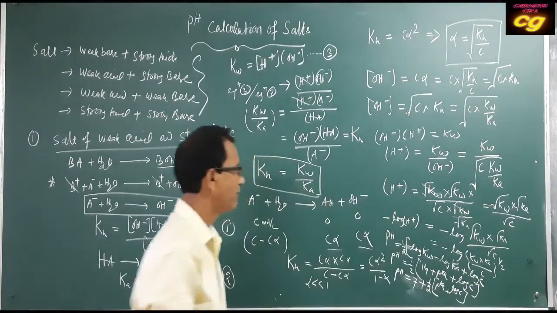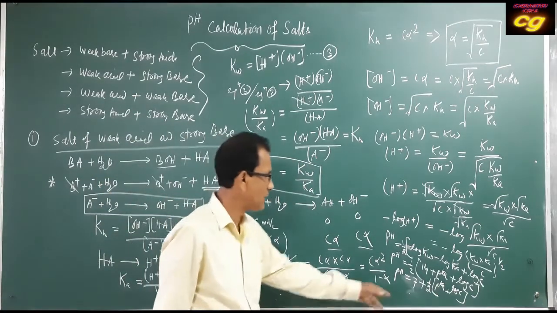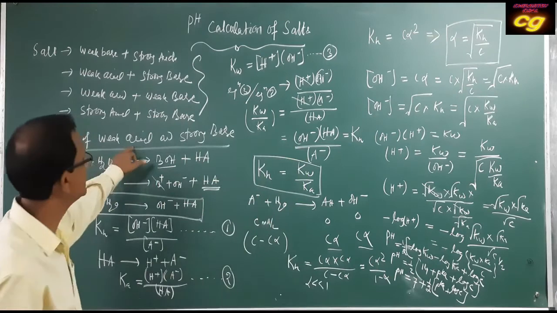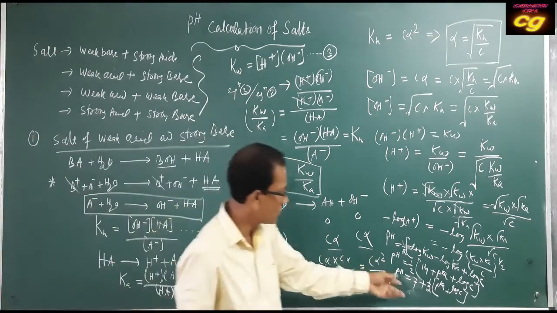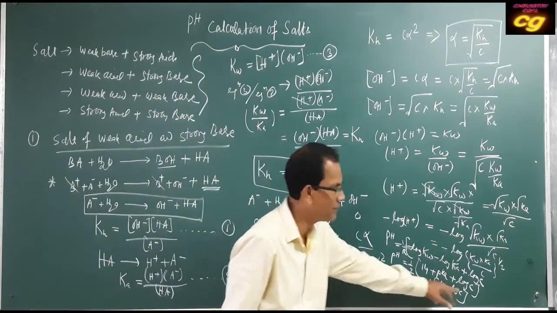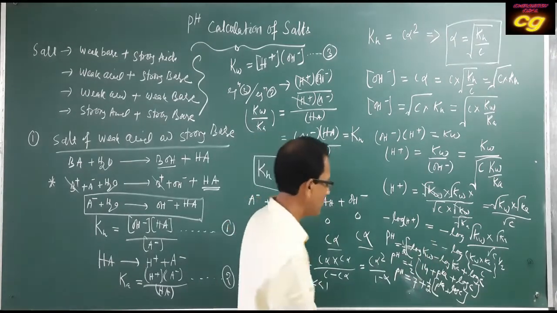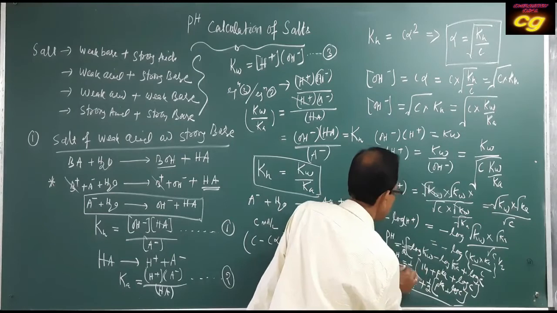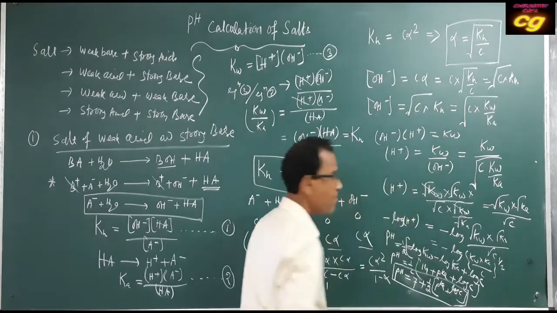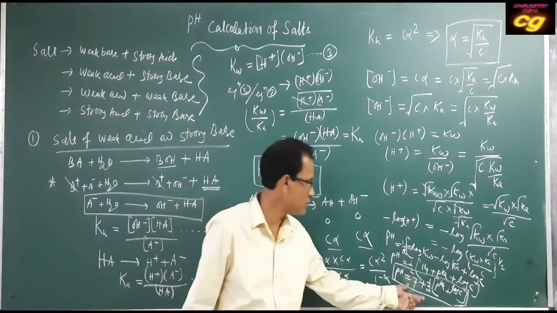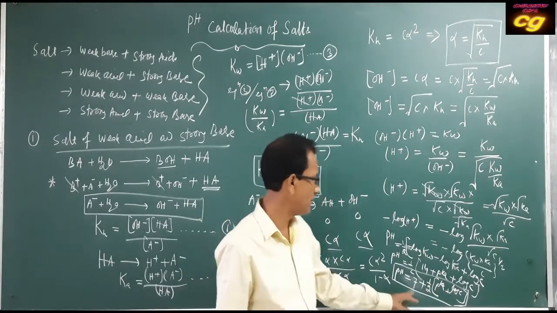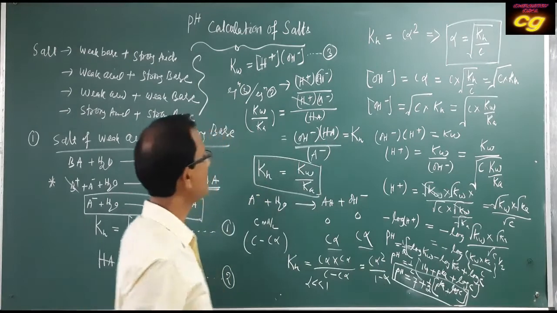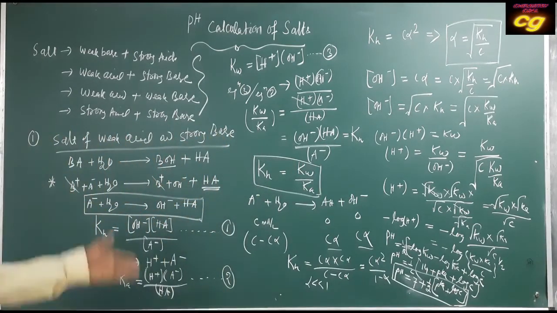So this is the derivation of the pH calculation of a salt of weak acid and strong base. With a strong base, the pH value will be 7 plus, meaning greater than 7. You have to remember this calculation: the pH for the salt of weak acid and strong base is pH is equal to 7 plus half pKa plus log C. Okay, similarly, you write down please.